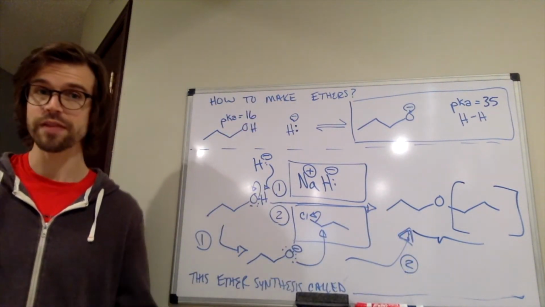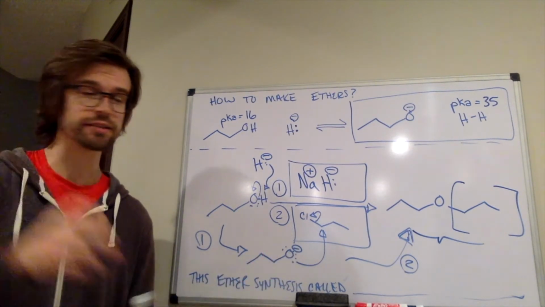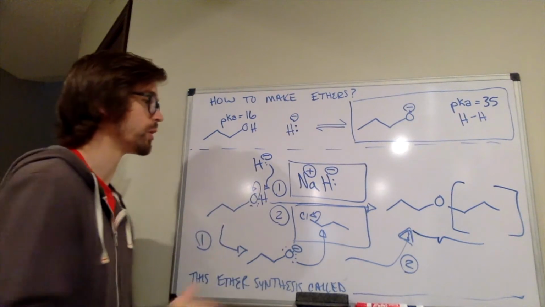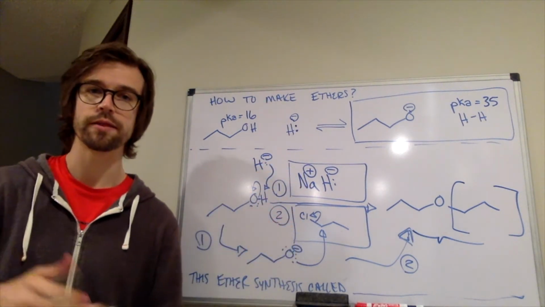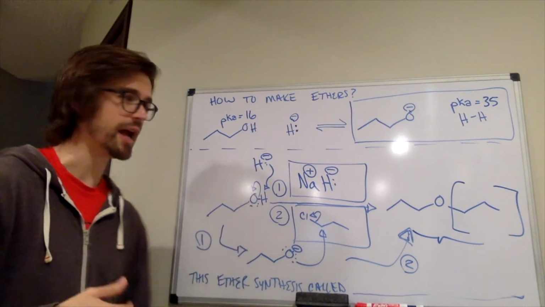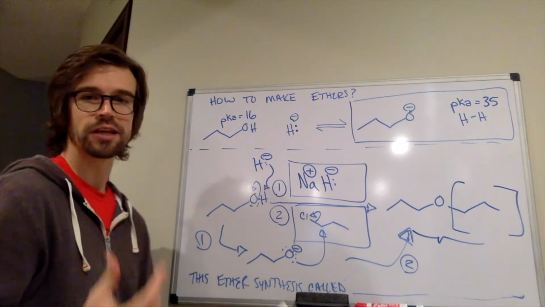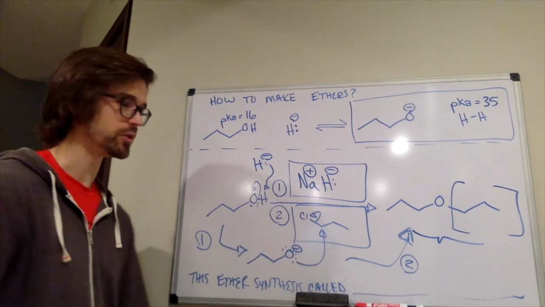So that's how ethers are made. It's nothing really new here. The only new thing is that we're combining acid-base chemistry and then following that up with substitution chemistry. So that's kind of the new thing, is we're adding multiple steps. But this first step is something you know about, acid-base chemistry. The second step is something you know about, substitution chemistry.